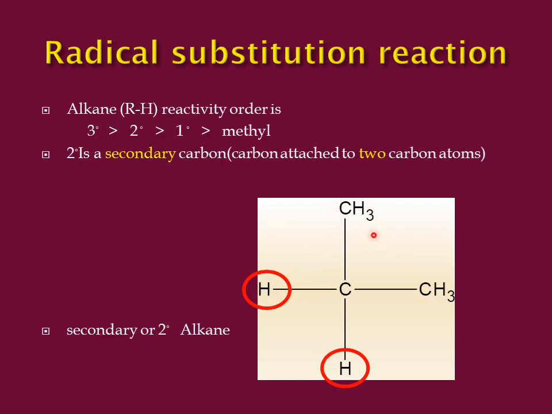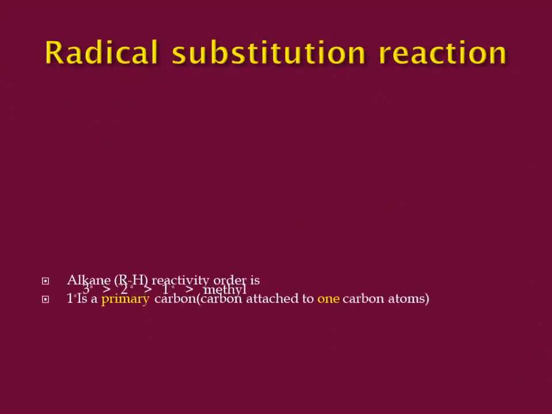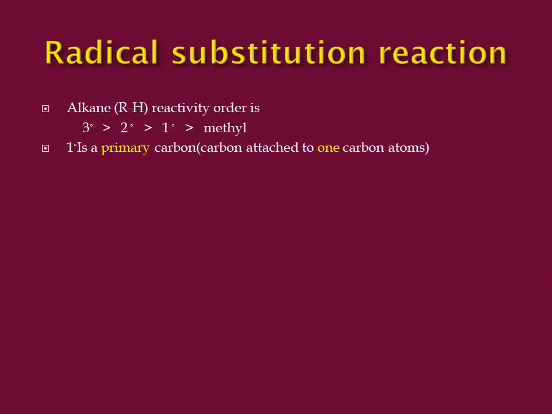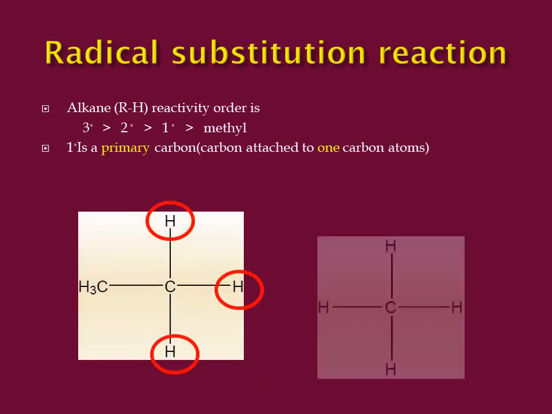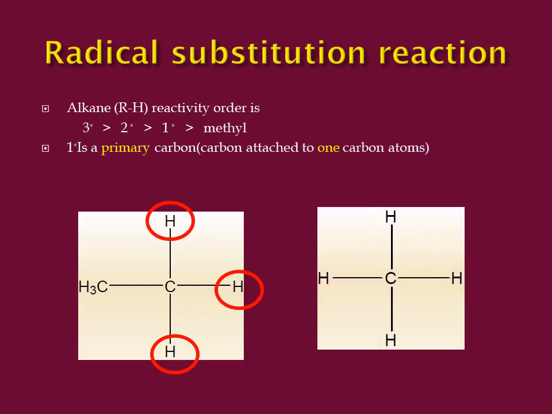The reactivity of a primary carbon atom or primary alkane is less than that of secondary. A primary carbon atom is that carbon which is directly attached to one carbon atom or none, as you can see in the example of methane. Now over here, the bulkiness or the crowding is further reduced in comparison to secondary and tertiary, making these hydrogen atoms more unreactive and more stable. In methyl, you can see that there are no alkyl groups attached, making these hydrogen bonds more stable and less reactive.